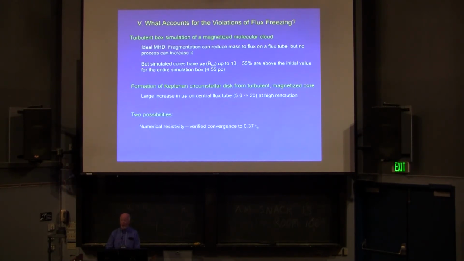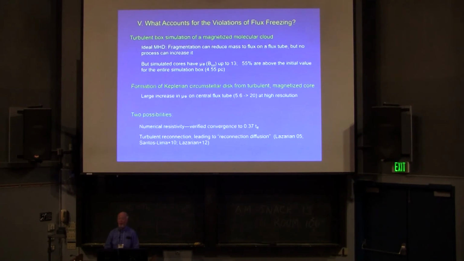So there are 2 possibilities. One is that this is just numerical resistivity. Every code has numerical resistivity. Now we have verified convergence up to somewhat earlier time than the data I've been showing you, up to 0.37 free fall times. Running at higher resolution is extremely expensive, so we haven't really been able to go beyond that.